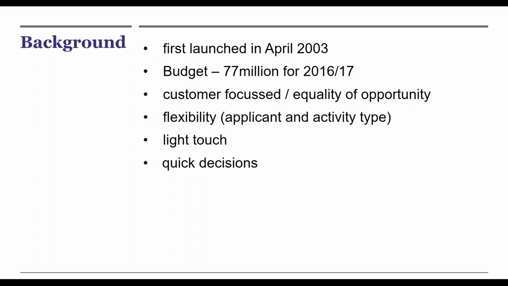Quick decisions. Again, I think quick is a relative term. In terms of funders, though, we're pretty good. So it depends how much you apply for, and we'll talk about that again in a minute. But if you're applying for up to £15,000, you'll get a decision within 6 weeks. If you're applying for more than £15,000, then that decision will take 12 weeks.